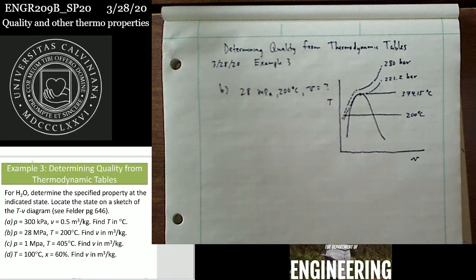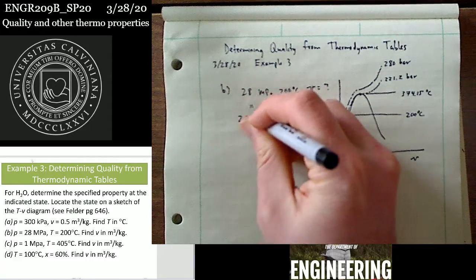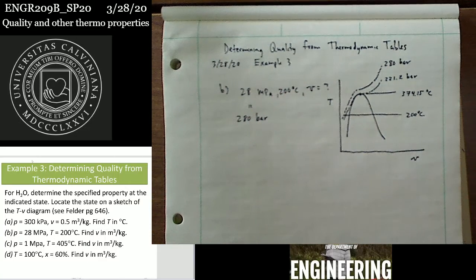In part B of this question, we're asked for what is the specific volume in meters cubed per kilogram at 28 megapascals and 200 degrees C. So again, if we want to find out what this state is, we have to convert to what we have available on our table. So if we look at table B7 in Appendix B on page 650 in Felder, again, all of our pressures are in bar. So to convert 28 megapascals to bar, this is equal to 280 bar, which is a pretty high pressure.